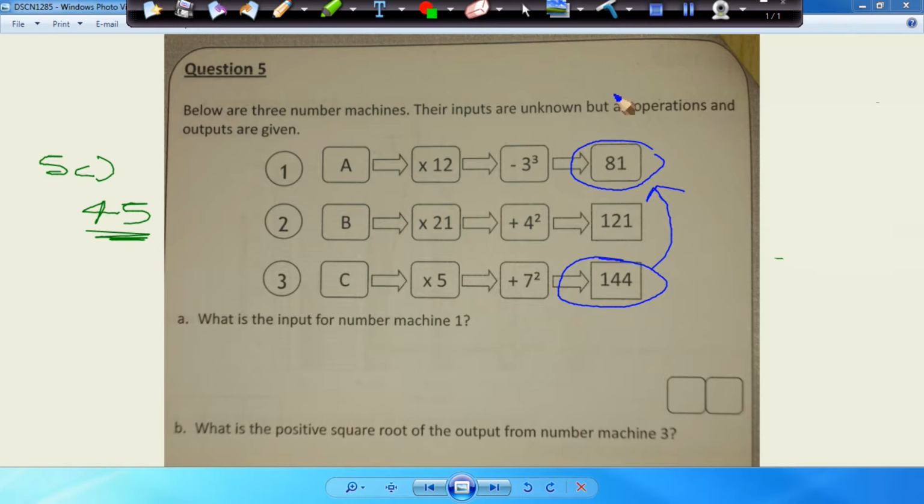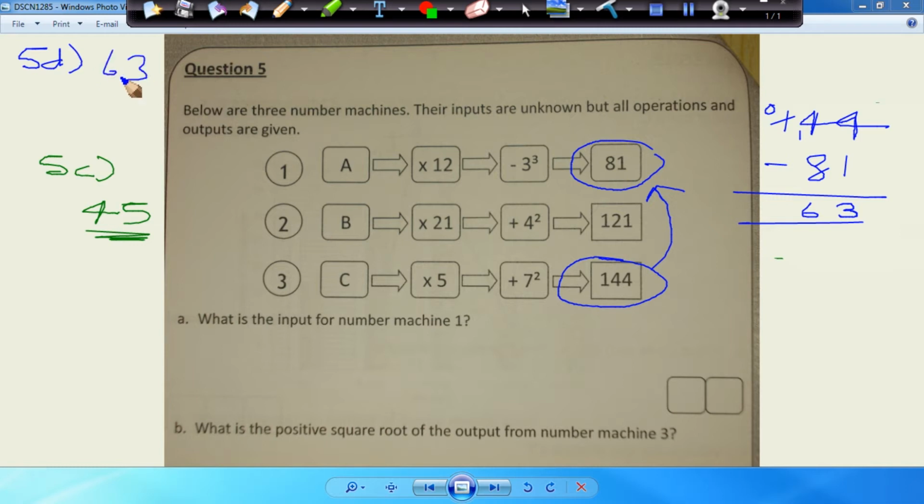We find out the difference. Well done. So you have 144 and we minus the 81. 4 take away 1 is 3. 4 take away 8 we can't do, so we have 14 take away 8, and that will give us 63 as the answer. So 5D has an answer of 63. Who got that one right? Okay.